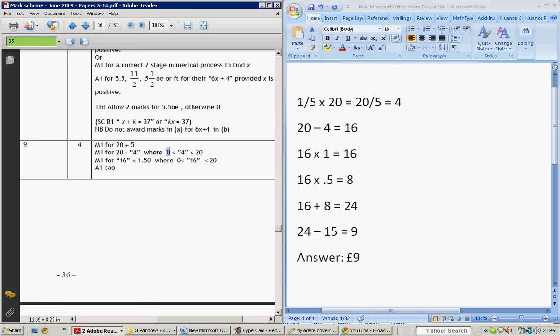However, your number had to be greater than 0 and less than 20. Give yourself 1 mark if you wrote down your 16 times 1.5, and your 16 had to be greater than 0 and less than 20.